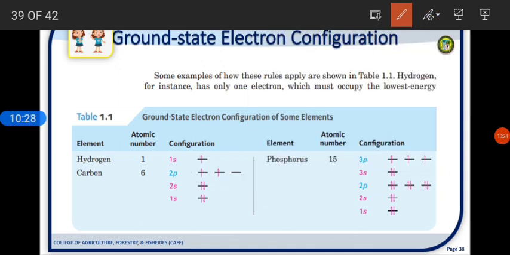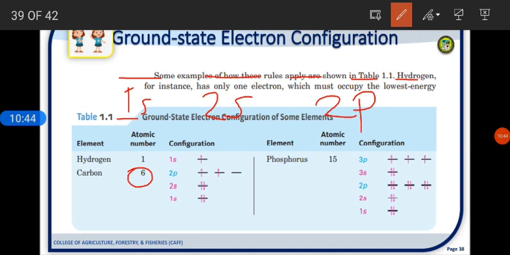So let us correct carbon. We have 1s, 2s, then 1, 2, 3, 2p. How many electrons do we need to plot? We have 6. Let us use a different color. 1, 2, 3, 4, 5. Now we have plotted 5 electrons. So how many remaining electrons? Only 1. Then we have 6.